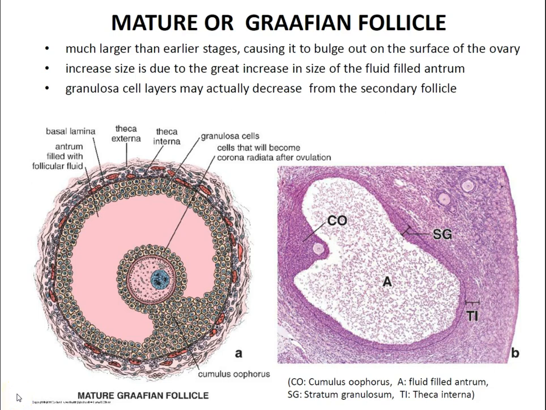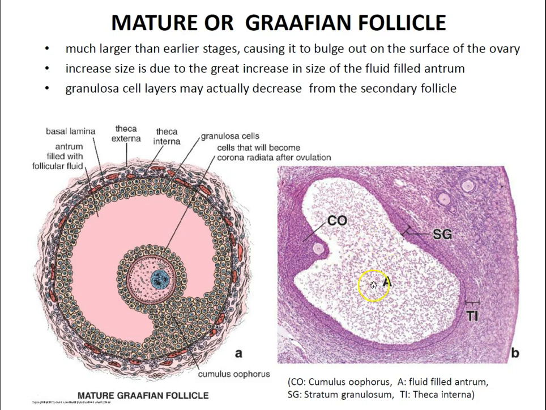Now let's look at the last stage of follicular development, which is the mature follicle, also known as a Graafian follicle. This follicle has a diameter of 10 millimeters or more, and is much larger than the early stages or the secondary follicle. Because of its large size, it causes a bulge on the surface of the ovary. This large size is because of the increase in size of the fluid-filled space, the antrum, which you can see on this schematic or in this section.